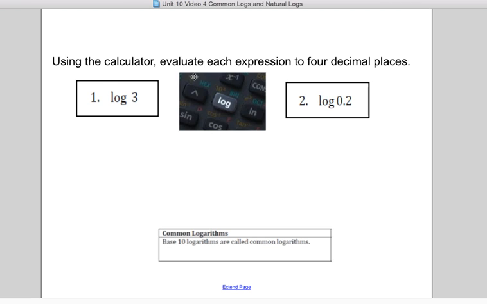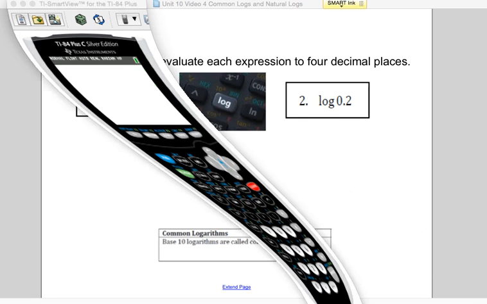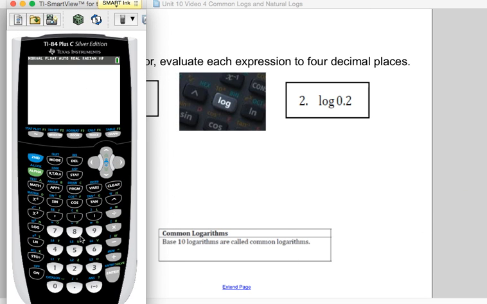Okay, so using the calculator, evaluate each expression to 4 decimal places. So we have log of 3. If you pull up your calculator, you need to find the button that says log. If you look, it's right here. In order to do log of 3, you do log of 3 and hit enter. If you have a basic calculator, like a TI-34, a little scientific calculator, it should typically have log on it as well. You just need to find it. And if you need help finding it, let me know.